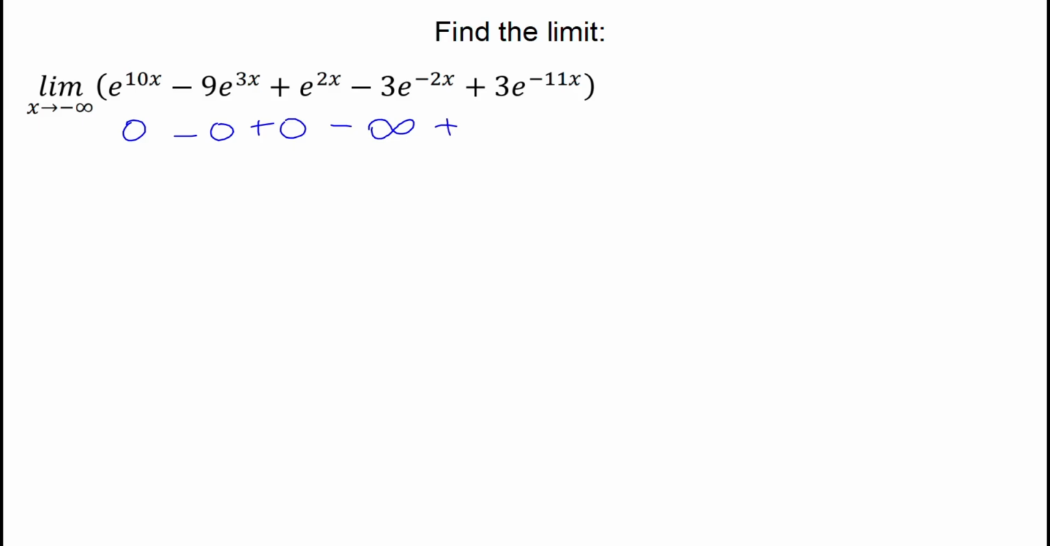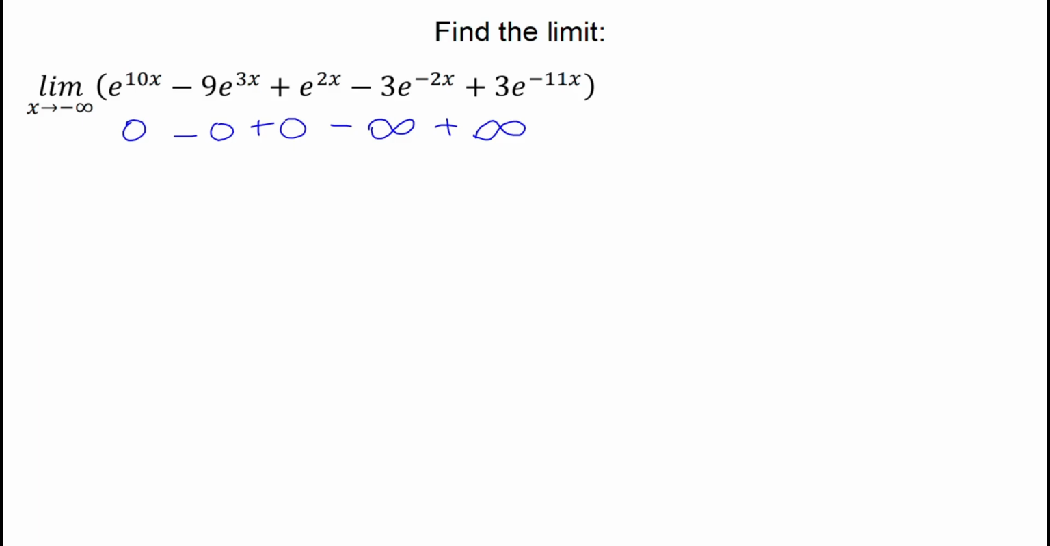And the same thing happens down here. We get e to the negative infinity, which is e to the positive infinity, which is infinity. So we have a bunch of zeros, and then minus infinity plus infinity. And minus infinity plus infinity is the same thing as infinity minus infinity, which we talked about in class. That's one of our indeterminate forms. So we have to do a little bit of algebraic work here to deal with this.